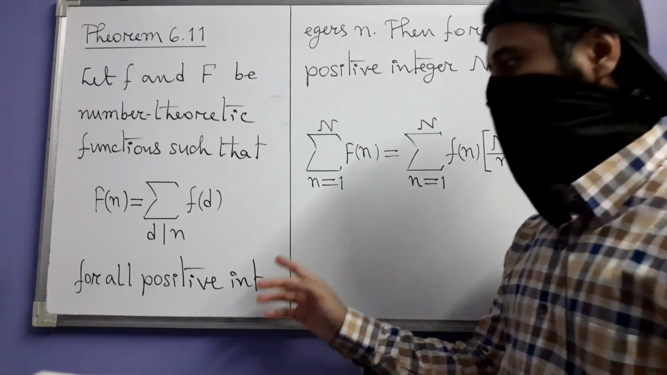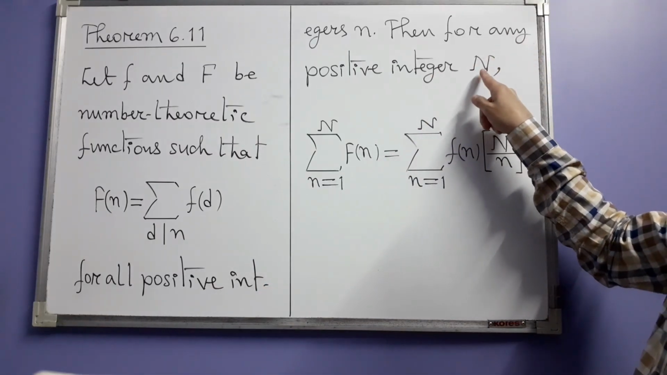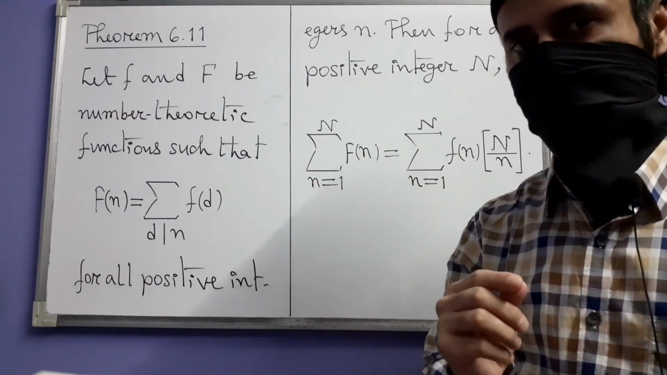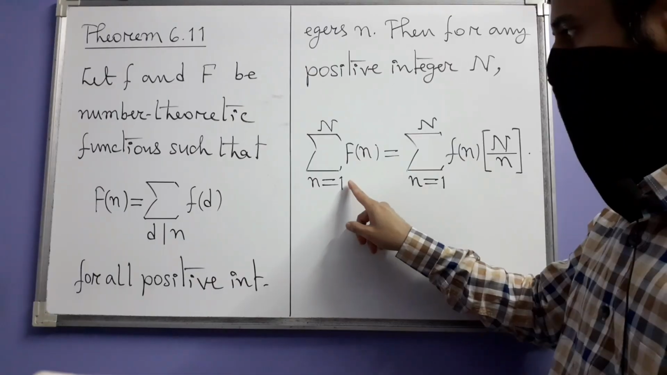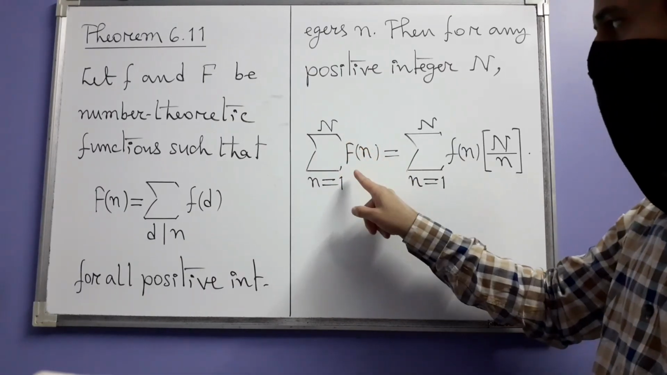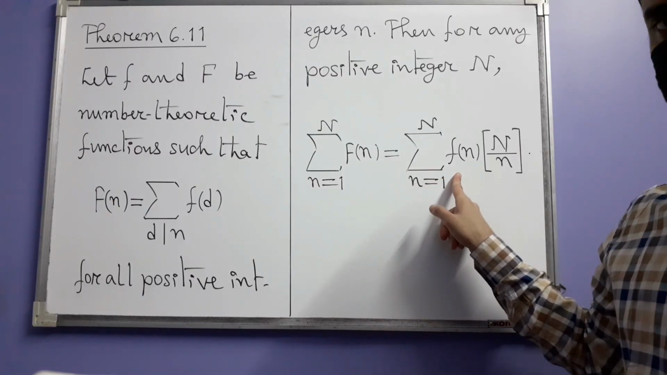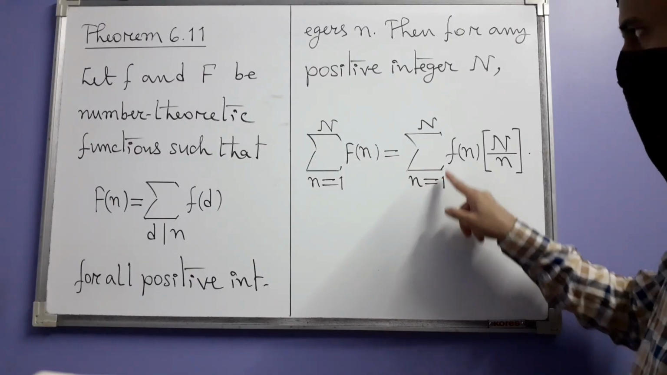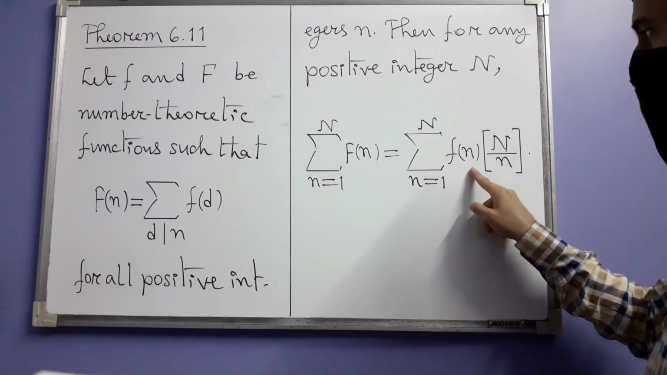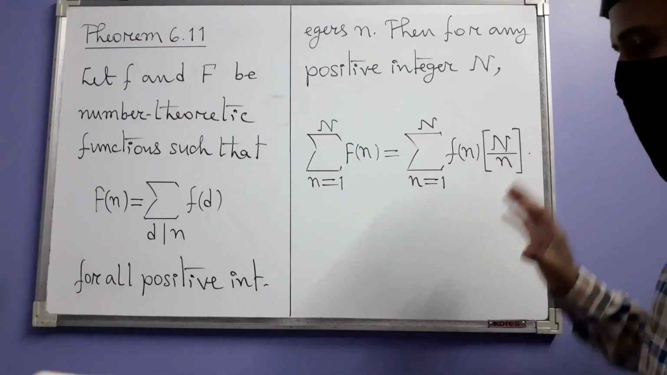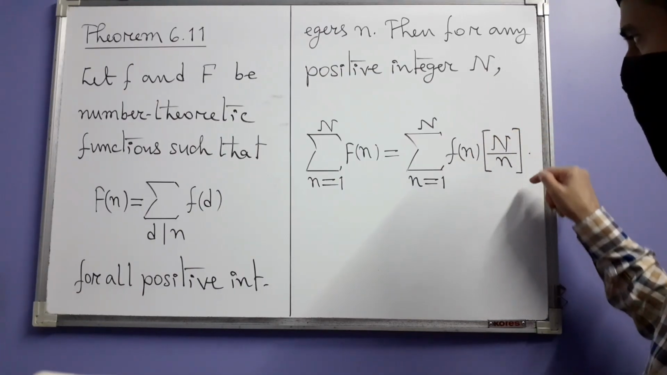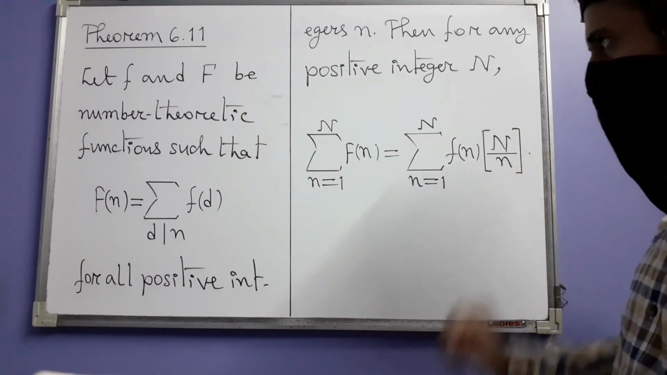If so, then for any positive integer capital N, consider the sum of the capital F values of all the positive integers starting at 1 and ending at this capital N. This equals this other sum, where also n varies from 1 to capital N, but here we have the small f function, f of n times the greatest integer value of the ratio capital N divided by small n.